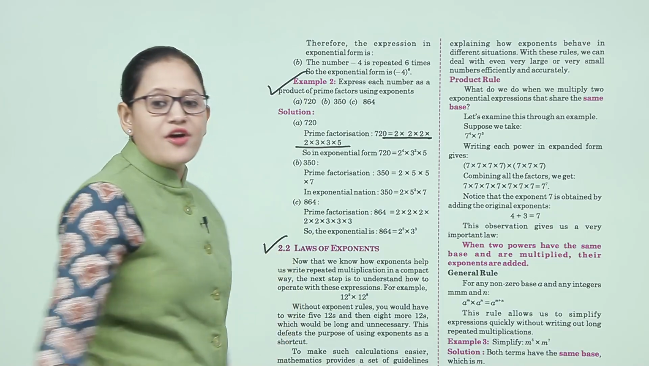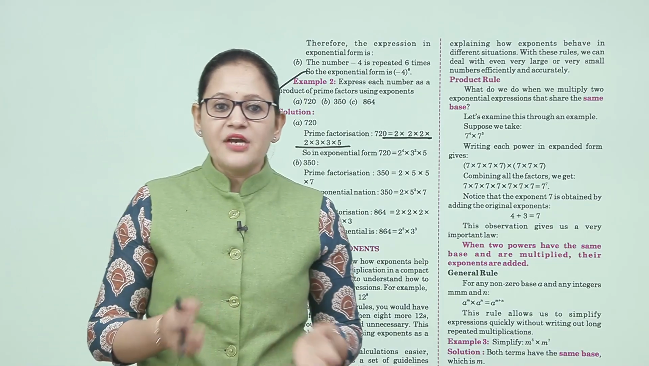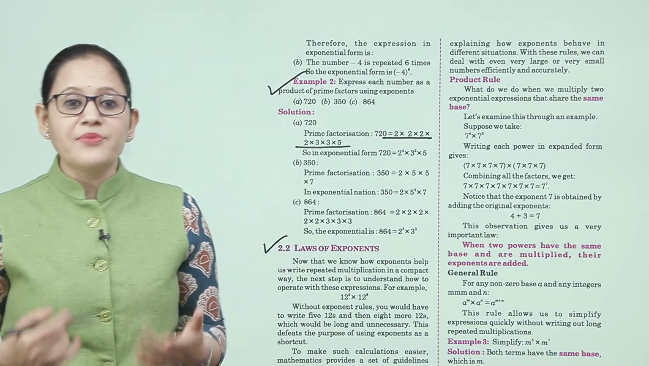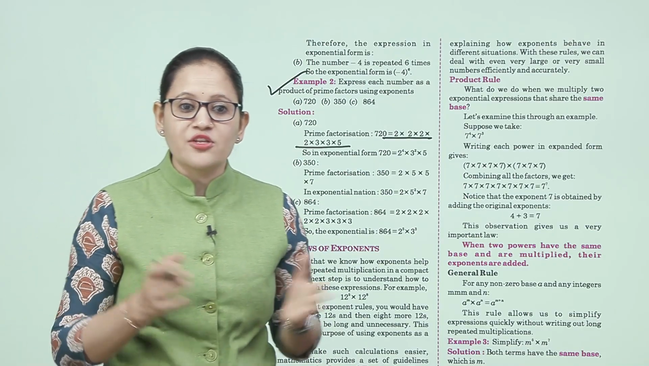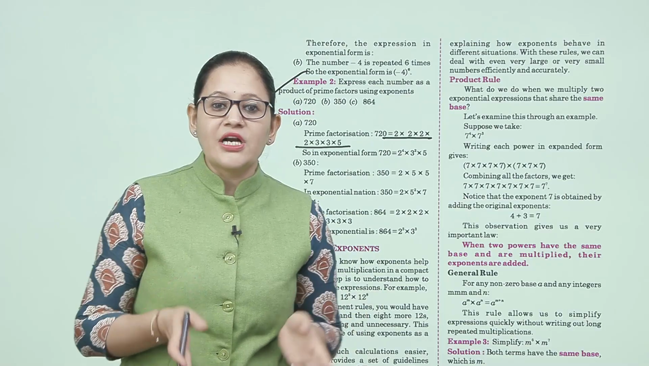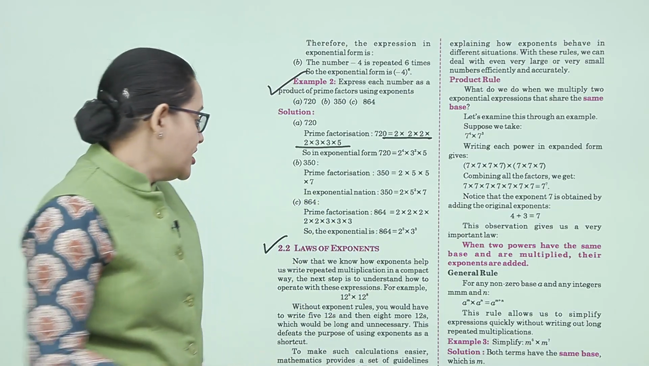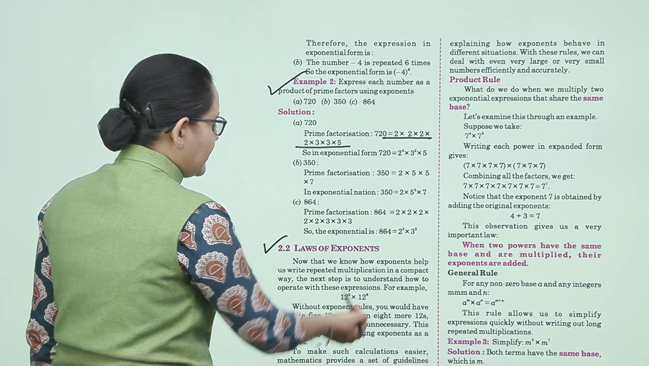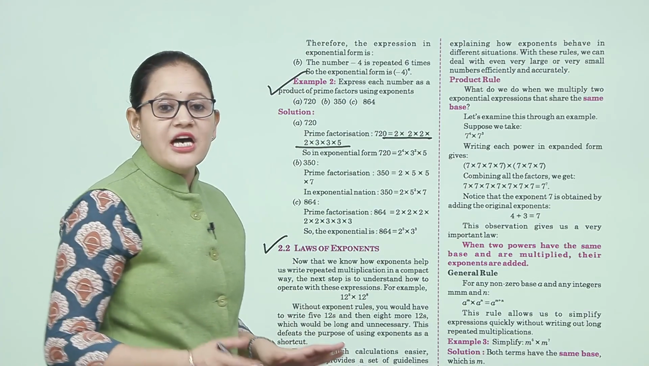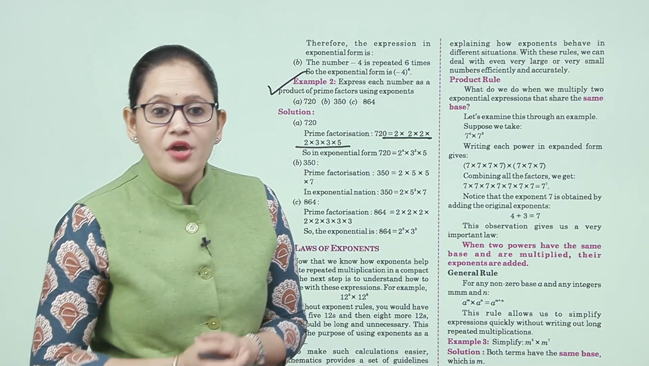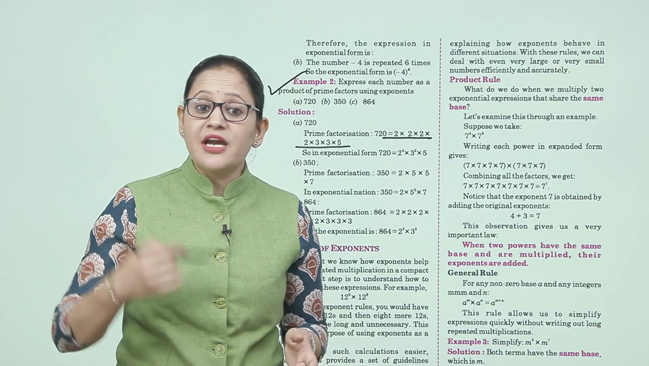Next, laws of exponent. Now that we know how exponents help us to write repeated multiplication in a compact way, the next step is to understand how to operate with these expressions. For example, 12 to the power 5 multiplied by 12 to the power 8. Without the exponent rule, we would have to write 5 12s.